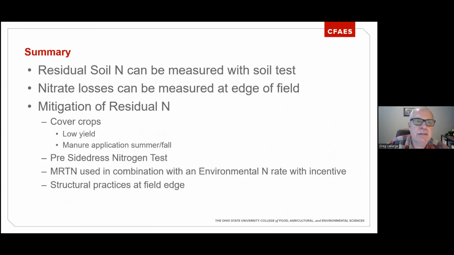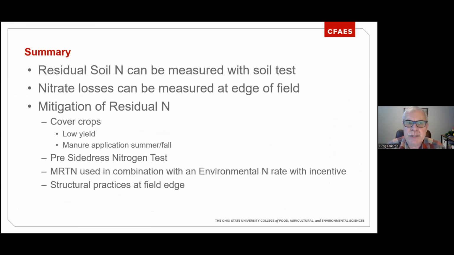I think just a summary slide here, residual soil nitrogen. Probably the best way to measure that is going out and doing a soil test at the end of the season. It gives you an idea of what's left over. You can also do a corn stalk nitrogen test to measure the uptake in the plant, and that's a good one-two type of test that you can use in judging your nitrogen program.